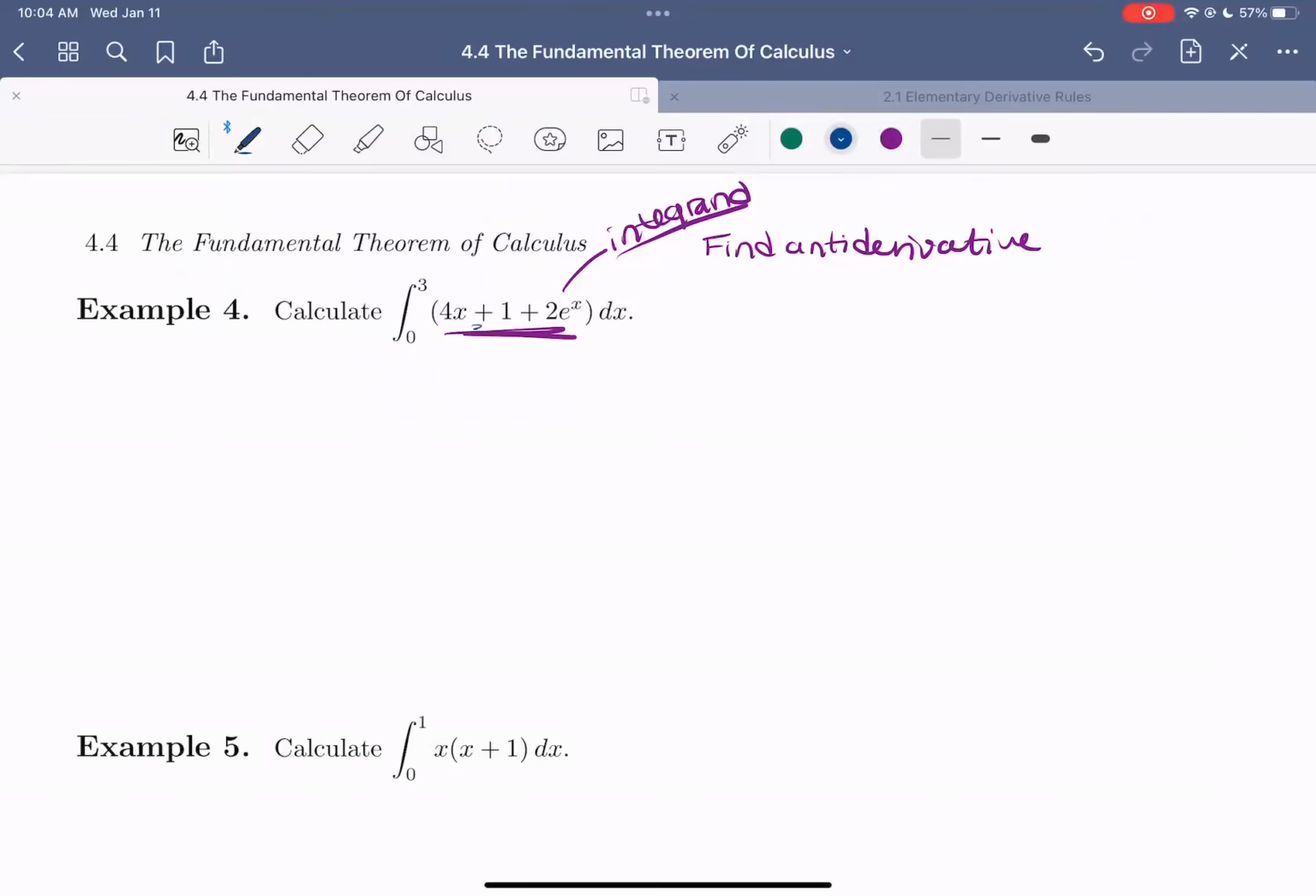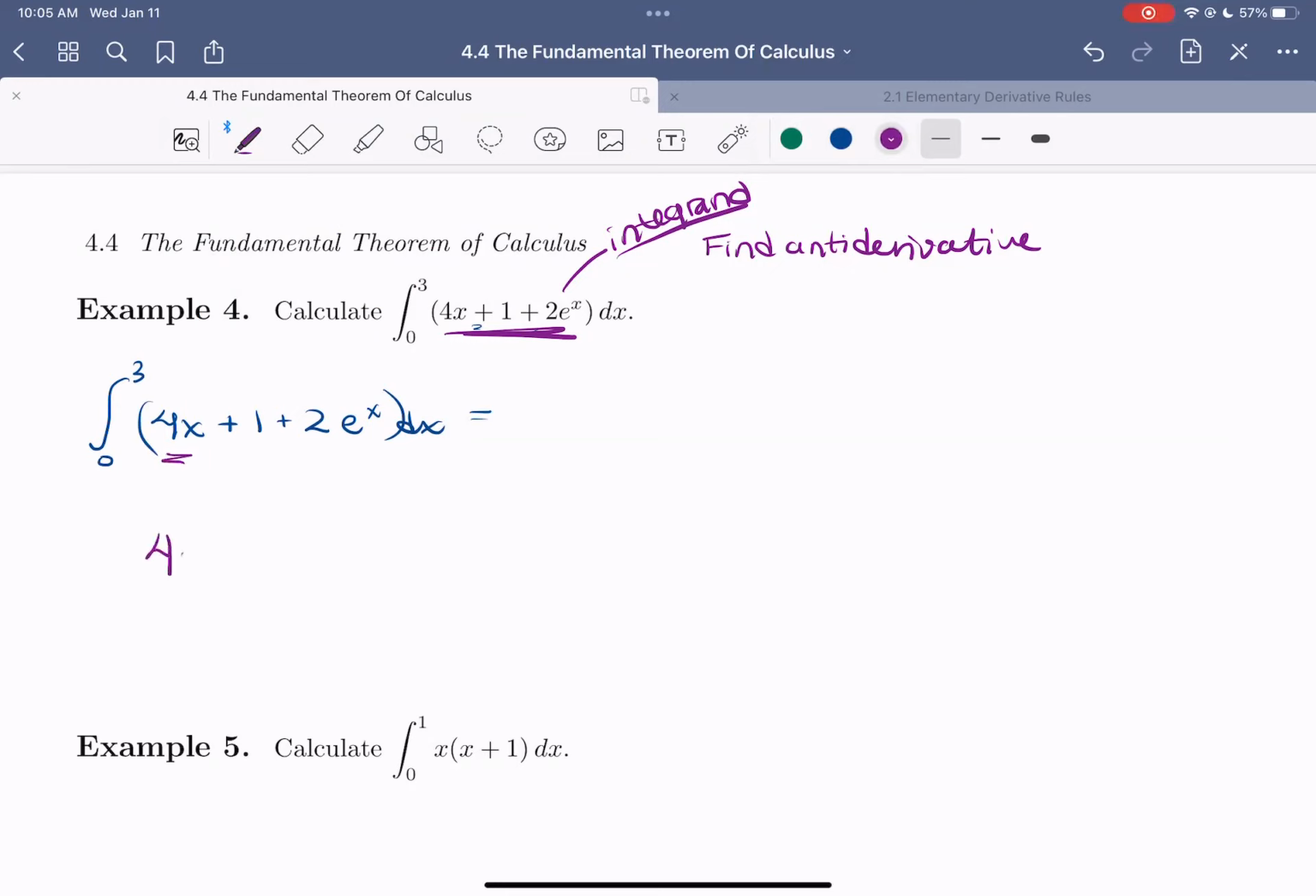So we have a sum here. The antiderivative of the sum is going to be equal to the sum of the antiderivatives. So that means we need to find an antiderivative for each term in the sum and then add up all of those antiderivatives. So we need an antiderivative of 4x.